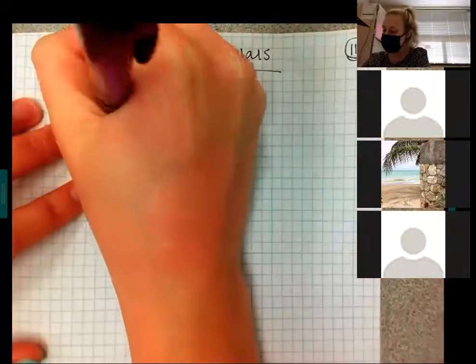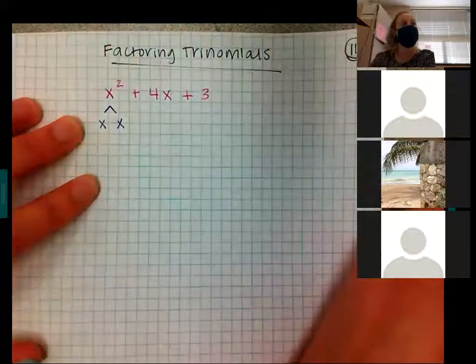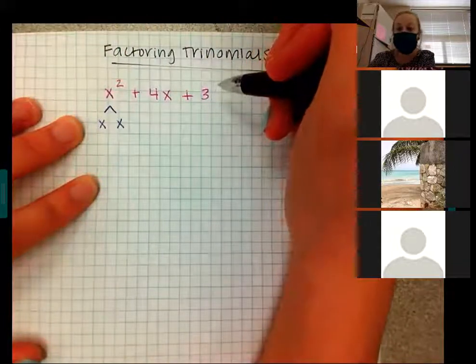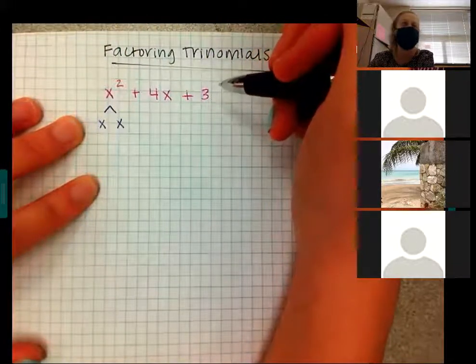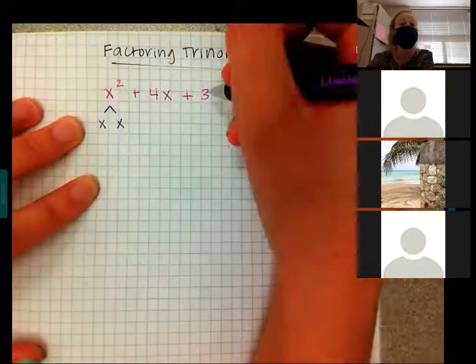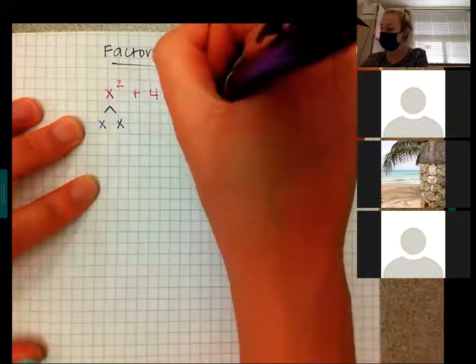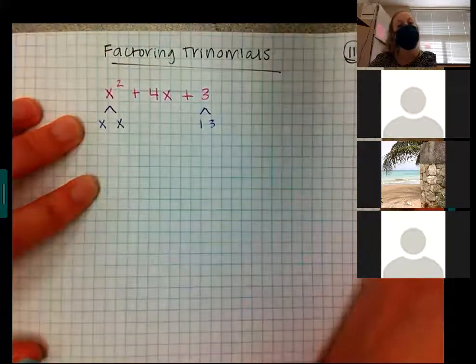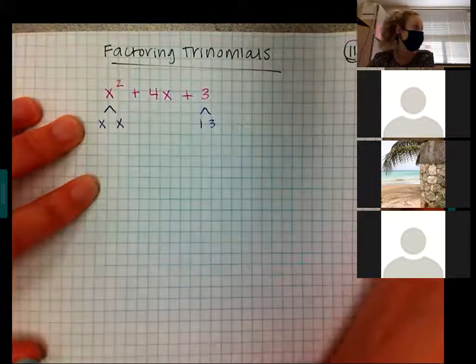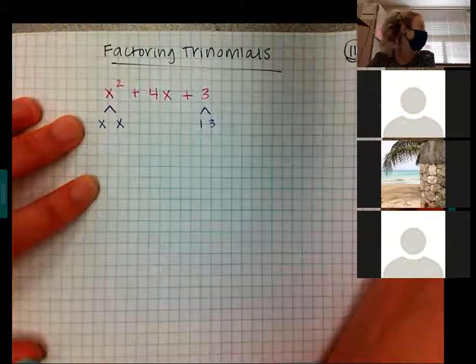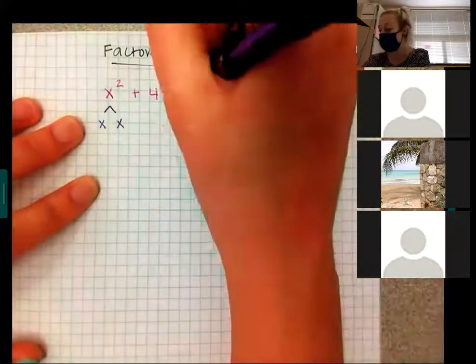X and x. Good. And then you're still going to look at the number in the back, but it's not going to be a perfect square most of the time. Sometimes it is, most of the time it's not. So what are your factors of 3? 1 and 3. Good. You only have one option, 1 and 3. So this is what we're going to be looking at today. Some of you did see this in Math 1, I know, because I know who some of y'all had for Math 1.